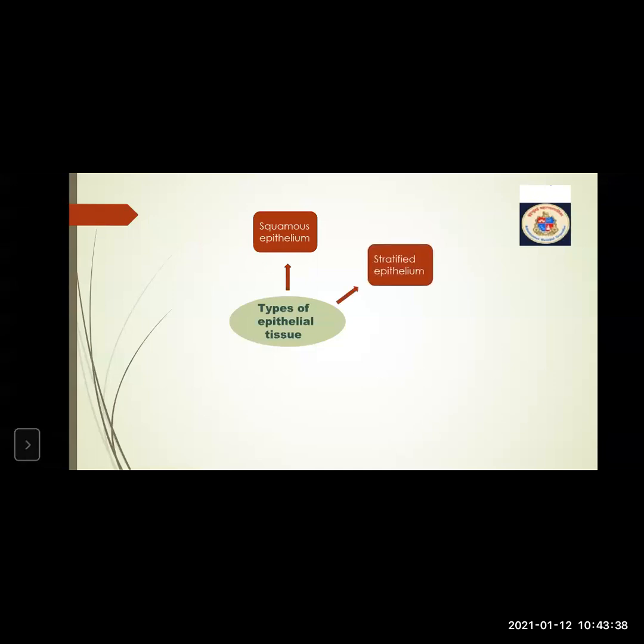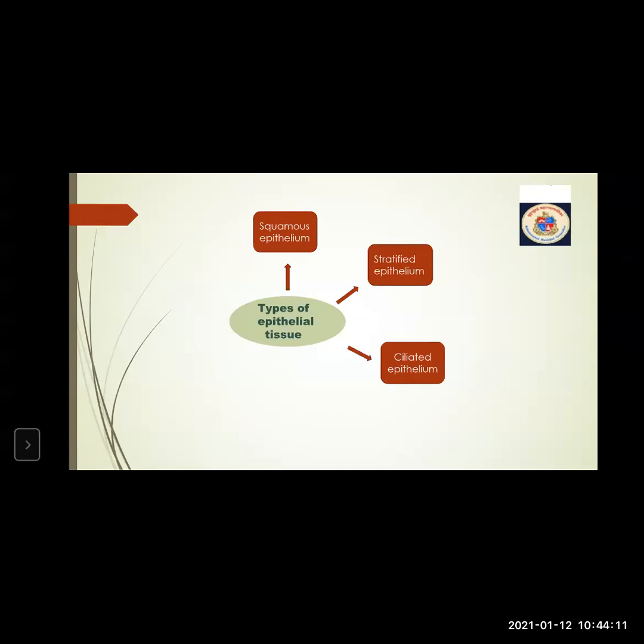Then next is stratified epithelium. Stratified means arranged in layers. Stratification means layers. The cells in this tissue are arranged in layers. It is basically a mixed type of epithelium in which you can see squamous, cuboidal, and even columnar cells arranged all together in different layers. Hence, this is known as stratified epithelium.